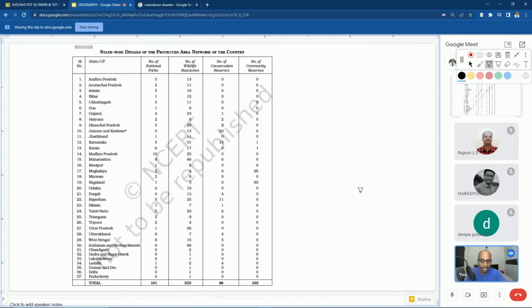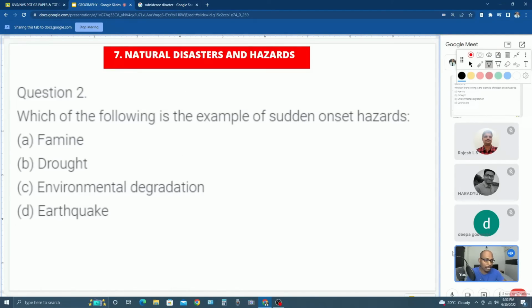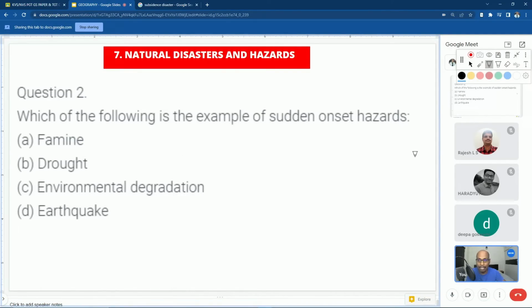Now let us start the question answer session. We have 10 more minutes to complete this session on natural disasters and hazards. First question as usual to Ghoshji. Read the question and find the answer, Ghoshji.